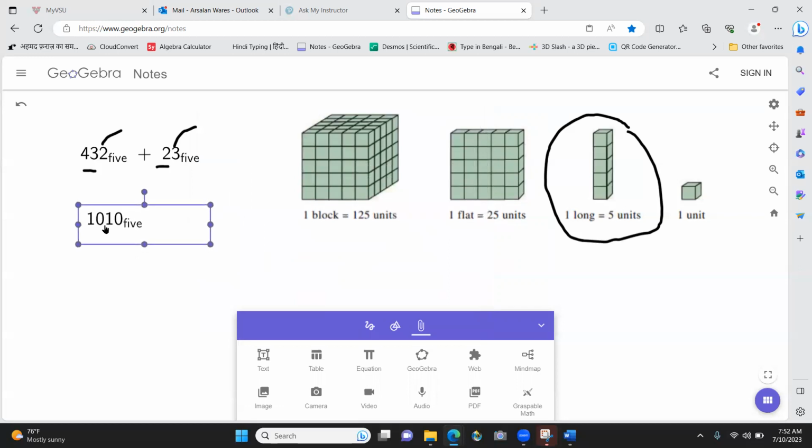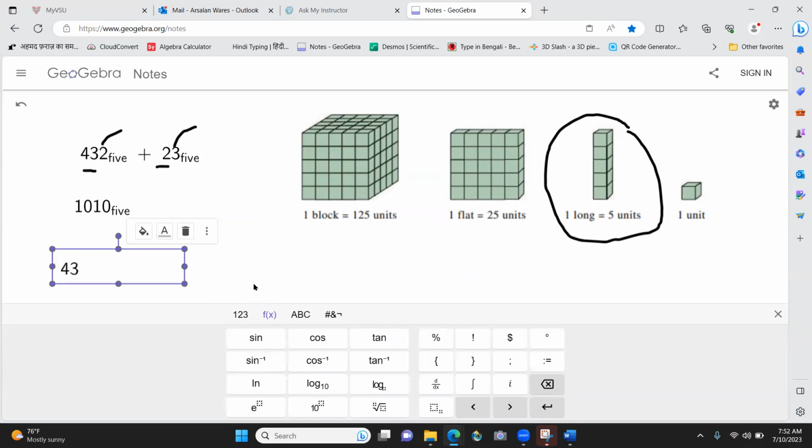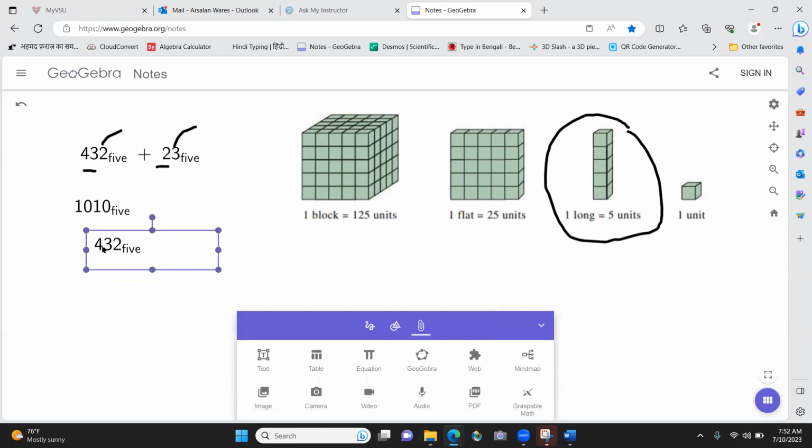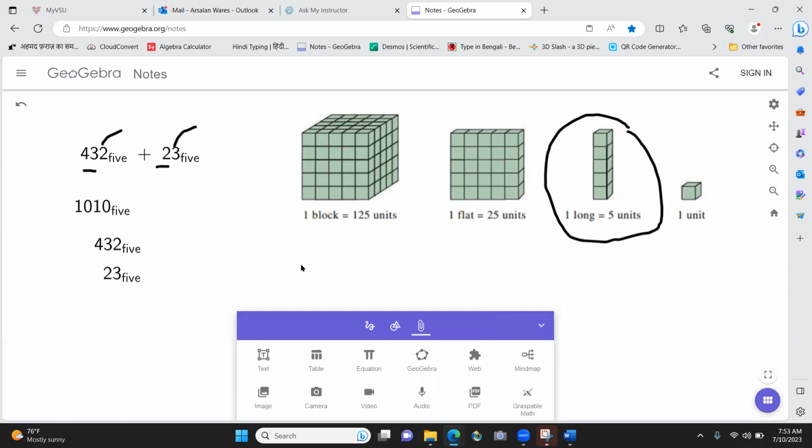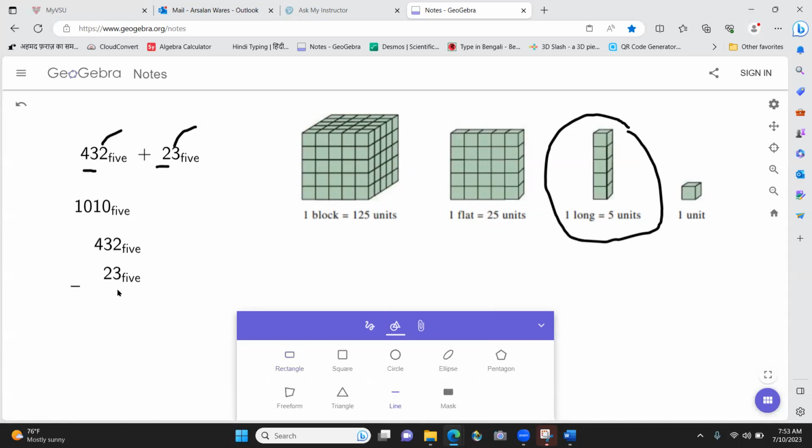I know. Let me do it one more way for you guys, all right? Hopefully this will make a little more sense. So I'm going to write 432 to the base 5. I'm adding it to 23 to the base 5. All right, so in base 10, anything above or equal to 10 gets carried over. It's kind of the same thing.